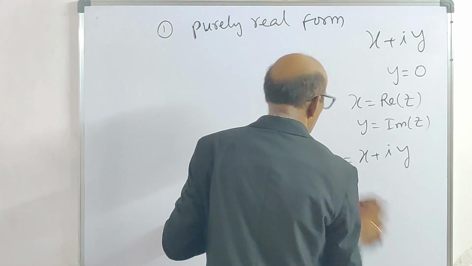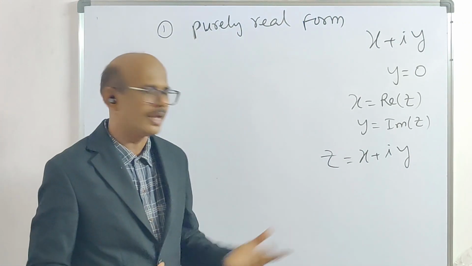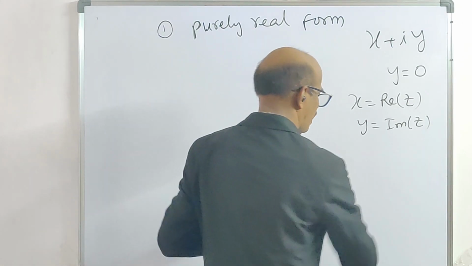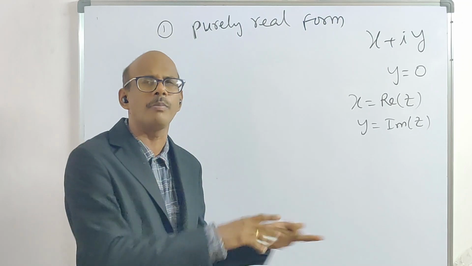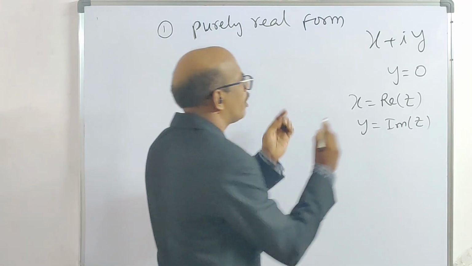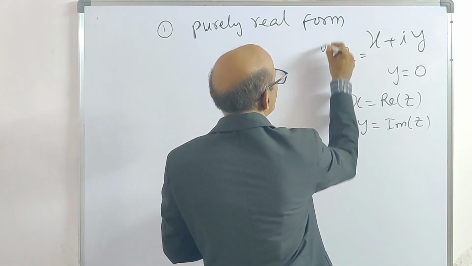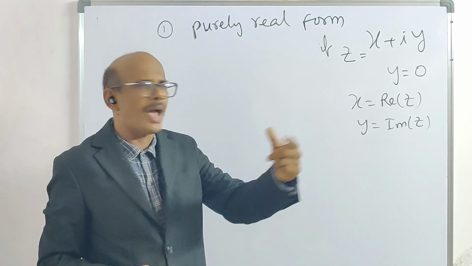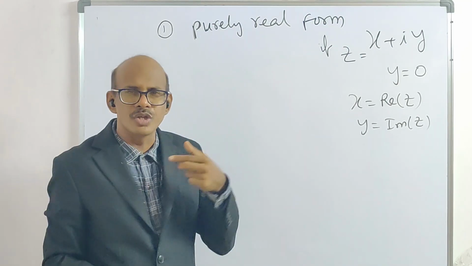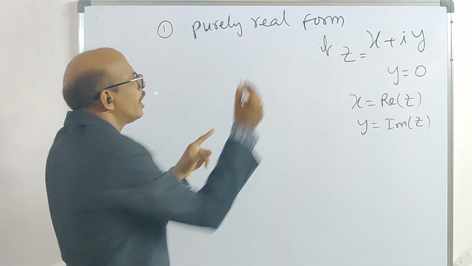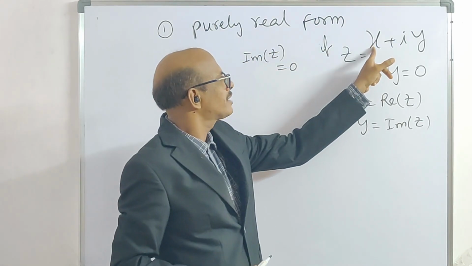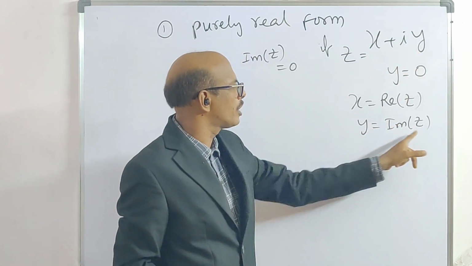But generally, the majority use z. Don't confuse the letter z with integers. It is not an integer, it is a complex number representation. z means complex number. An expression in the form x plus iy is called a complex number. It is also named the Cartesian or rectangular Cartesian form of a complex number. Now, purely real means the imaginary part is 0. Here x is the real part of z and y is the imaginary part of z.